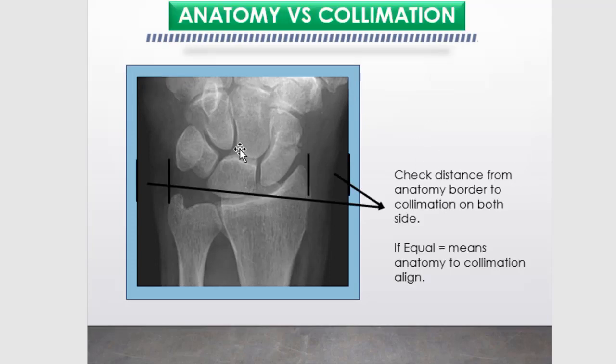Okay, the next one, go for anatomy and collimation. You see the anatomy is this one. This is the anatomy border. Or if you want to have a center also can, no problem. Center of anatomy also, no problem. Okay, and then check the distance of the collimations. If equal, that means the alignment between the anatomy and collimation is equal.